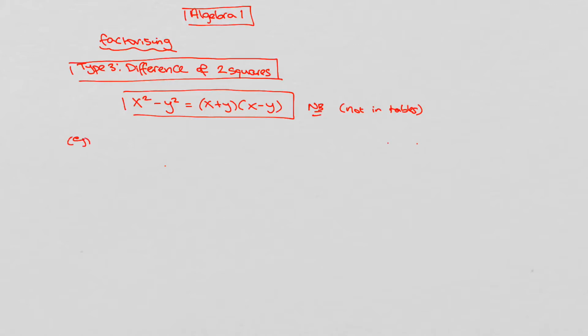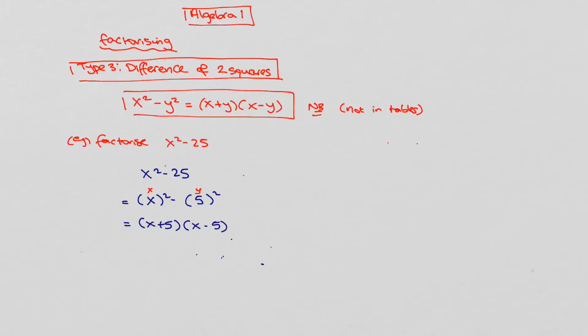So say for instance we're asked to factorise x squared minus 25. Then what we have to look at is, can we write this as something squared minus something squared? And of course we can, because x squared is x squared, and 5 squared is of course 25. So if I'm looking at the formula, this is x in my formula, and this is y in my formula. So it's going to be x plus y, in other words, x plus 5, times x minus y, which is of course x minus 5. And now we have factorised fully.